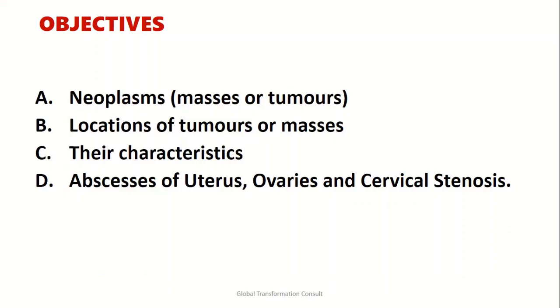These are the objectives of what we are about to do today. You're looking at neoplasms as masses or tumors of the uterus, the ovaries, the cervix, and the nearby organs, the locations of those tumors, their characteristics, abscess of the uterus and ovaries, and cervical stenosis.